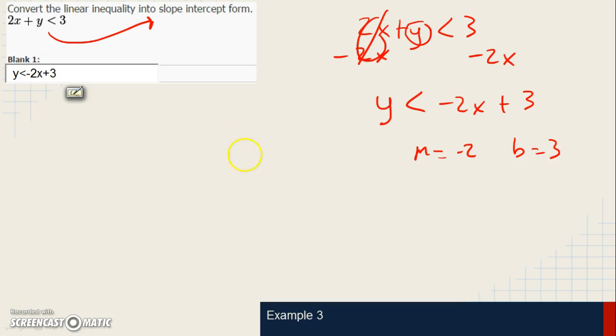So hopefully you feel like you are comfortable with these types of questions as you've seen them in a little bit of a different format, but the process is still the same. So don't forget that when you divide or multiply by a negative, you are flipping the sign. That is really the only change. Good luck on the homework.